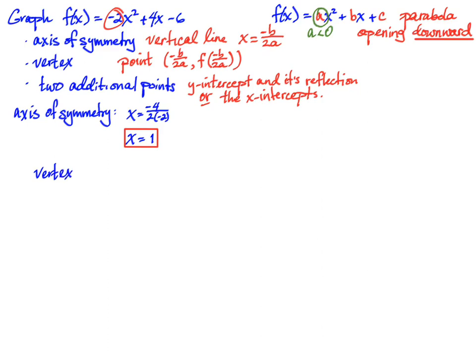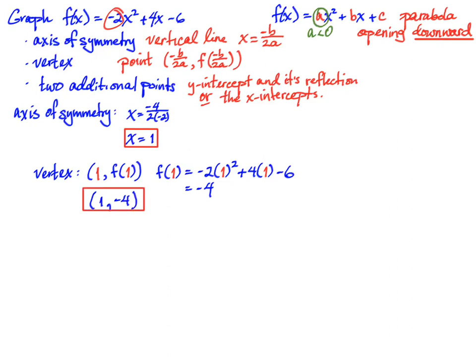So now let's find the vertex. Remember, the vertex lies on that axis of symmetry, so it has x-coordinate 1. And to get the y-coordinate, we've got to plug 1 into the function. So let's do that. f of 1 is going to be negative 2 times 1 squared plus 4 times 1 minus 6. If I simplify that, f of 1 is negative 4. So the vertex is the point (1, -4).